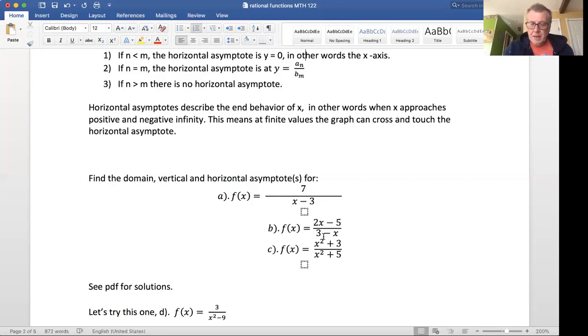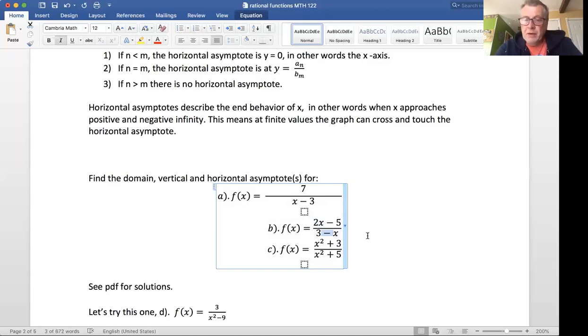Looking at B, we have 3 minus x in the denominator, so our domain is every place except x equals 3 when I set 3 minus x equal to 0. Now, when I look at this, the degree of the numerator and the degree of the denominator are the same. They're both 1. So if they're equal, our horizontal asymptote would be leading term over leading term. What's the leading term in the top? It's the 2. What's the leading term in the bottom? It's this minus 1 in front of the x. So 2 over minus 1 would be negative 2. So we'd have a horizontal asymptote at negative 2.